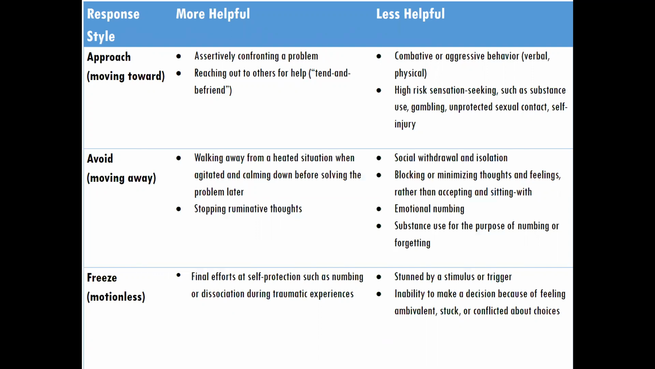While we're working with the client in session, we want to be assessing their response style in terms of how they deal with threats and stress in their lives. Do they tend to approach those stressors and move towards them, assertively confront the problem, perhaps even aggressively in a combative manner, which is problematic? Or do they try to avoid or move away from the problem? And that can also be problematic at times, such as social withdrawal, isolation, emotional numbing. Or do they reach a place of being motionless, of feeling frozen, feeling stunned by the stimulus or trigger, and feeling unable to make decisions in their life?